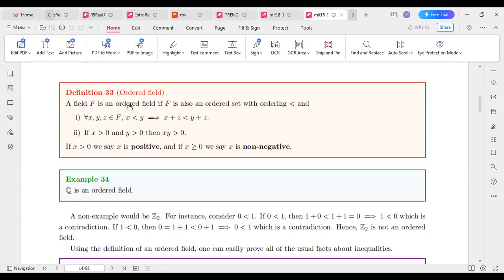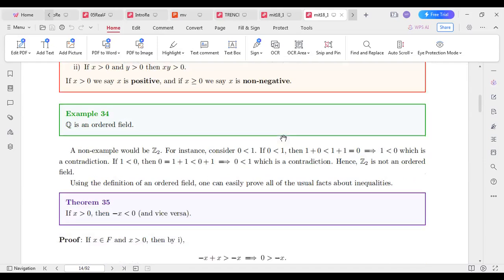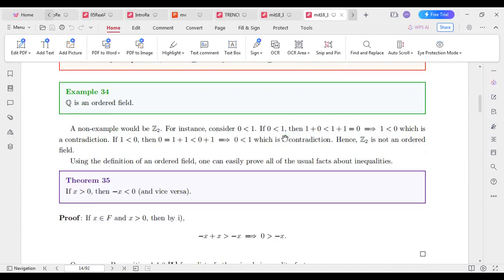A field F is an ordered field if F is also an ordered set with the ordering less than or equal to, or greater than. For all x, y, z belongs to F, x less than y implies x plus z is less than y plus z. Number two, if x greater than 0 and y greater than 0, then xy is greater than 0. If x is greater than 0, we can say x is positive, and if x is greater or equal to 0, we can say x is non-negative. So, for example, Q is an ordered field.